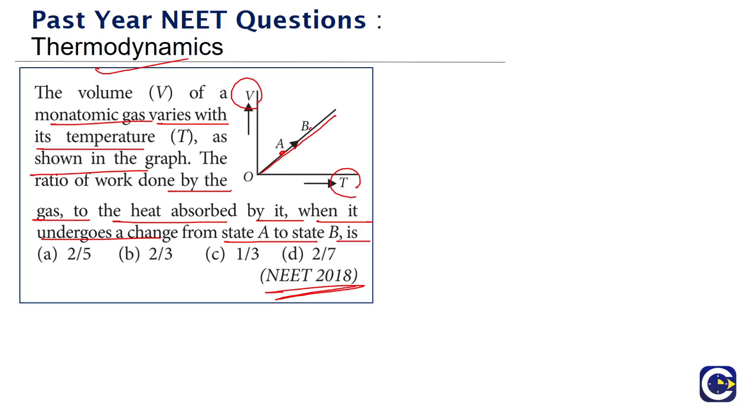State A to state B means what? These are 2 points on that same straight line. When the volume temperature curve is a straight line, what will be the process? Because if you look at the relation from the ideal gas equation, PV is equal to nRT. So if you look at V as the y coordinate, V is equal to nR by P into T. So if you see the straight line passing through origin, this nR by P is going to be a constant. It is like y is equal to mx.